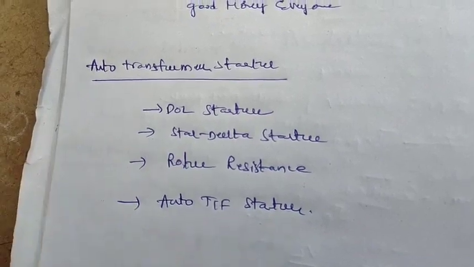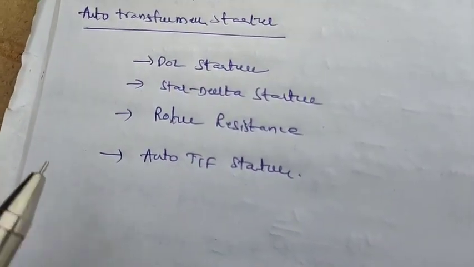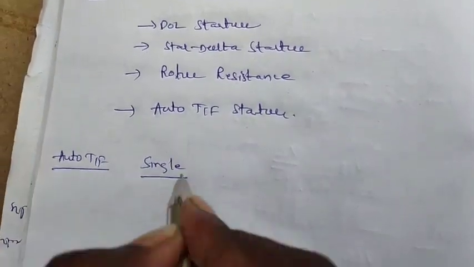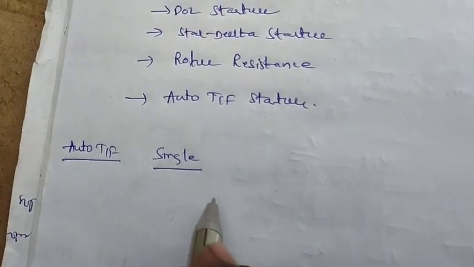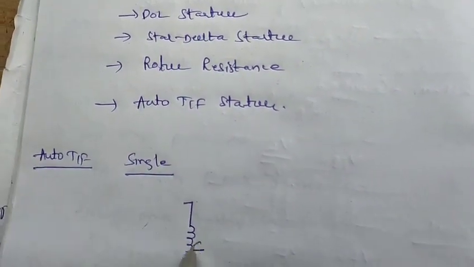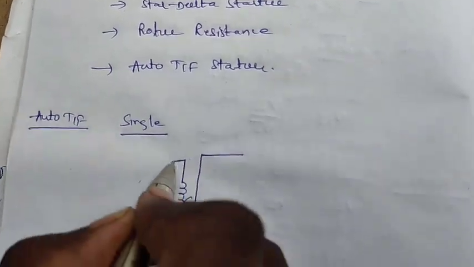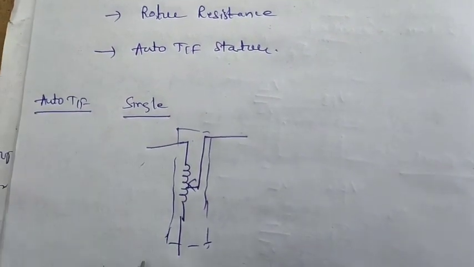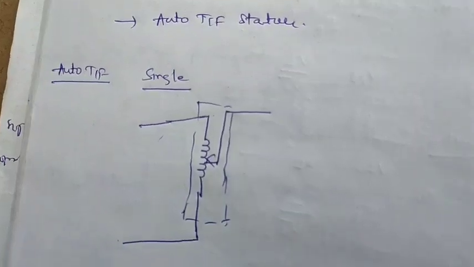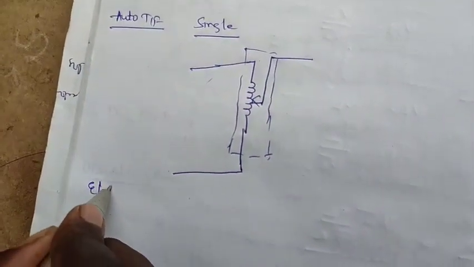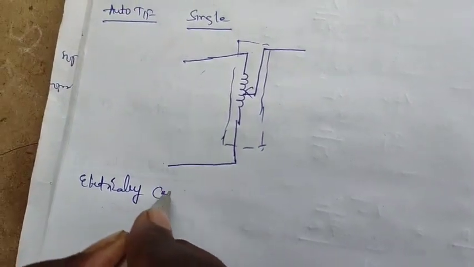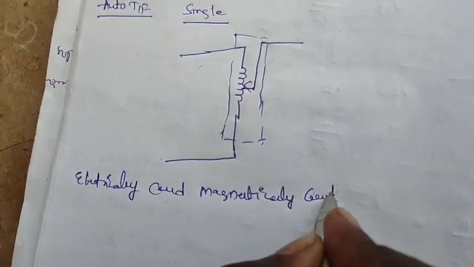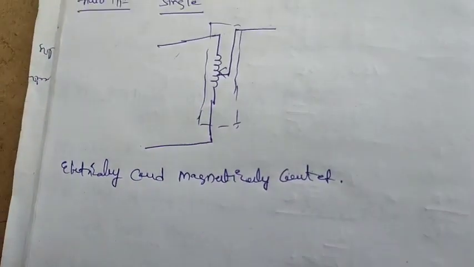We already discussed that an auto transformer has a single winding. In our second unit we discussed that the auto transformer has only one path. In this, both windings are electrically and magnetically connected.